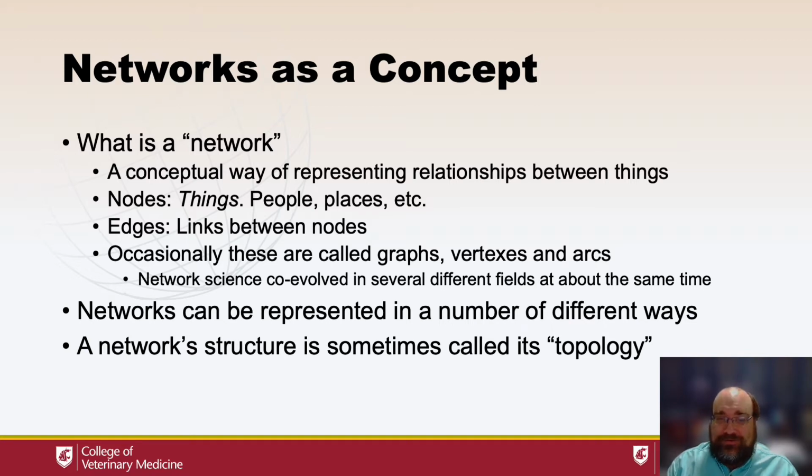This is because network science co-evolved in several different fields at about the same time. If you're a graph theorist, you talk about graphs, vertices, and arcs. If you're a network scientist, you talk about networks, nodes, and edges. They mean the same thing. Networks can be represented in a number of different ways that we're not going to go over in this class, but there are a lot of different ways to represent them. And a network structure is sometimes called its topology.